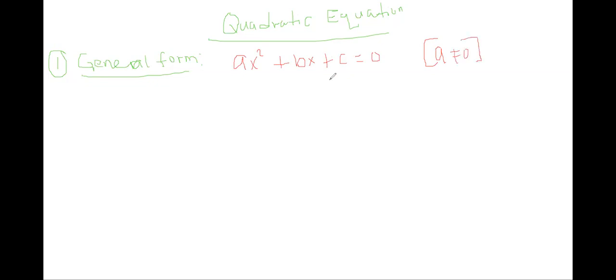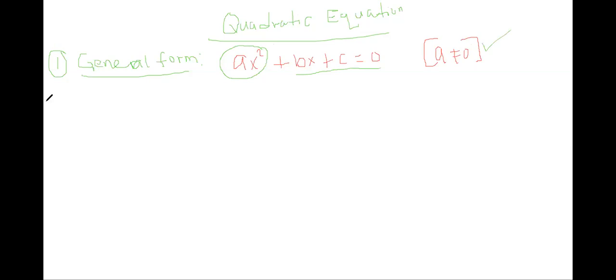Why? Because if a is equal to 0, then this term will go off, and it will remain only this. So the quadratic equation will change into a linear equation. That's why any textbook will tell you a cannot be equal to 0. Because if a is equal to 0, the quadratic equation will turn into a linear equation. So this is the first condition that must hold for us to have a quadratic equation.